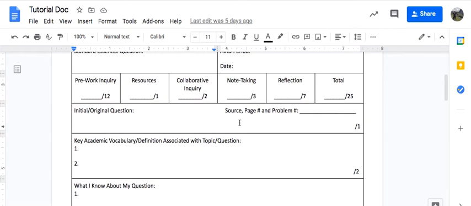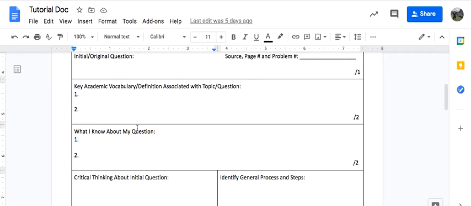All right, so here up at the top is your rubric. All this pre-work over here is 12 points. Your resources that you list are 1 point. Your inquiry and collaboration is 2. Note-taking is 3. So make sure that if you have good notes, that helps you out. If you don't have good notes, that might be part of the problem of why you're confused. Your reflection is also a heavy chunk of this, and then your total is out of 25. So each one of these points is worth 4 apiece because we're making it out of 100. Okay, so there is that.